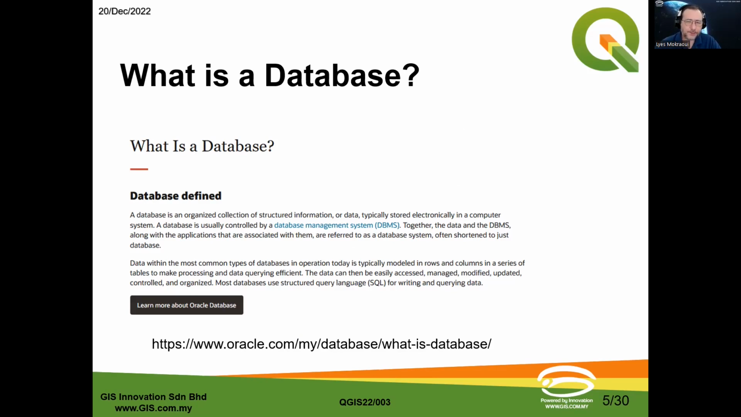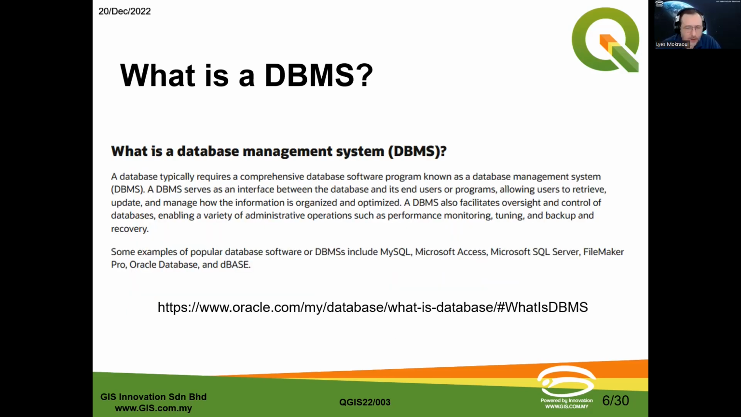And at the same time, so what is a DBMS? We always say which DBMS you use, which RDBMS you use, a relational database management system. Usually we have the database, and then we need something to be able to manage our database. So a database typically requires a comprehensive database software program known as a database management system. This helps, it's just like a computer interface to be able to manage your database. When I say just, of course it can do more.